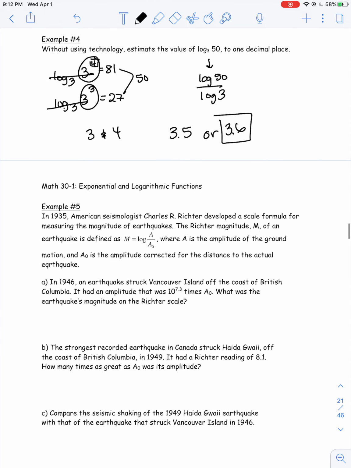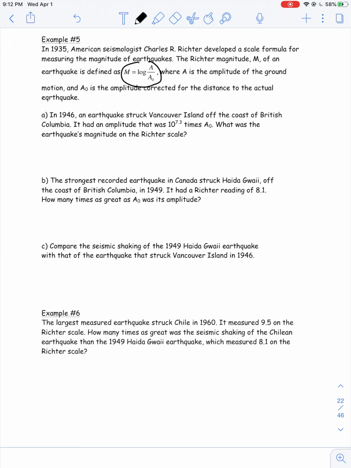Example number 5. So they're giving you this equation here. So we use logarithms when we're talking about earthquakes. So the Richter scale is using M equals log of A, which is the amplitude of the ground motion, versus A0, the initial ground motion when an earthquake occurs.